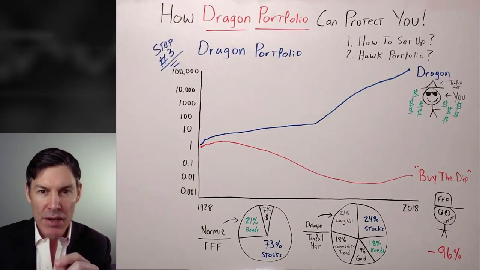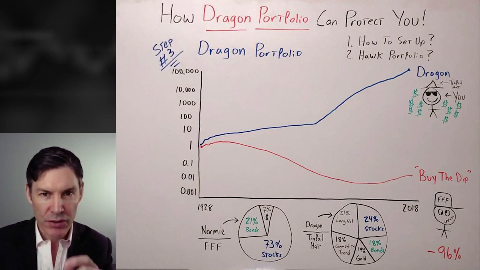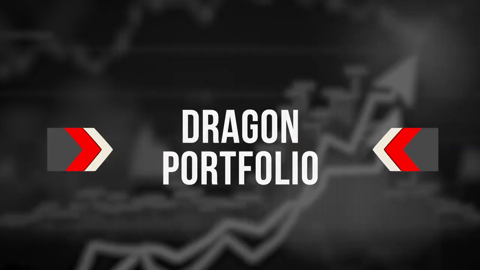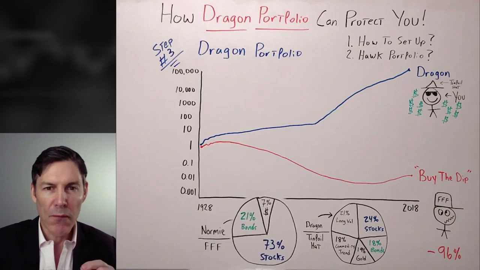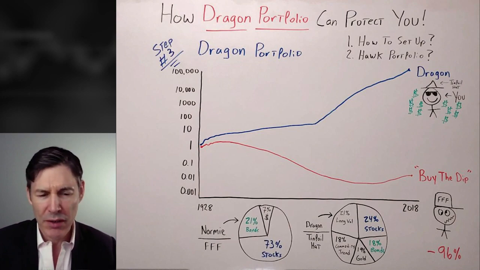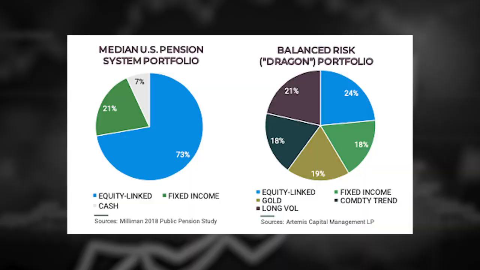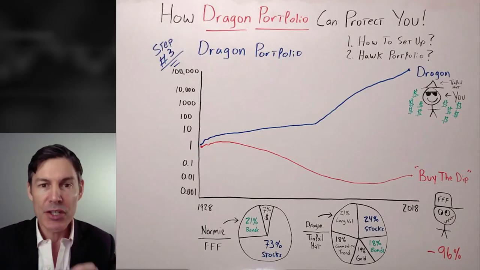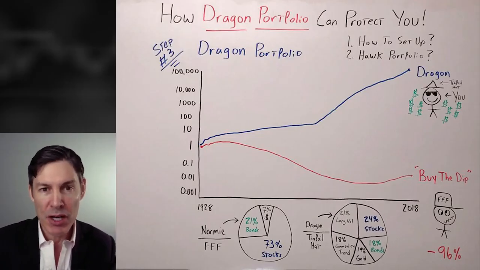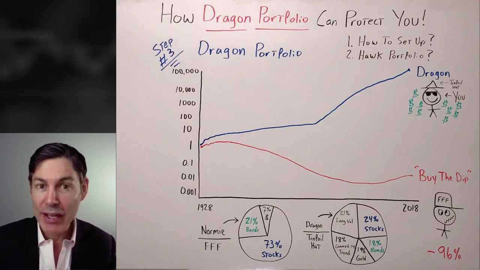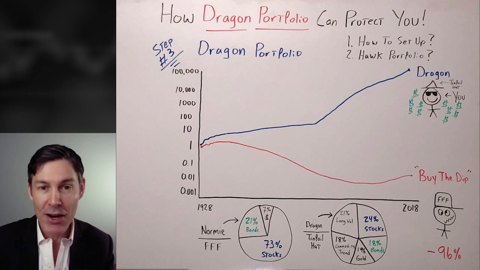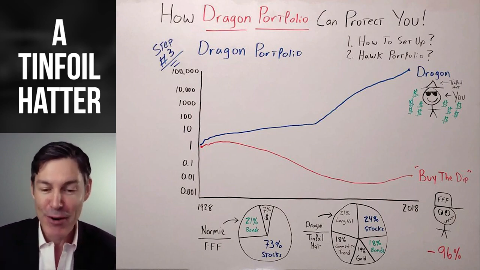Step number 3! Now let's take a look at Chris Cole's Dragon portfolio. We go down to the pie charts. The typical portfolio structure that all the normies out there have, just like your friend and family member Fred, comprises 73% stocks, 21% bonds, and 7% cash. The exact portfolio Hugh Hendry was just referring to. But the Dragon portfolio is much, much different. And just a warning, if you like this type of portfolio, I can guarantee you they're going to call you a tinfoil hatter for sure.